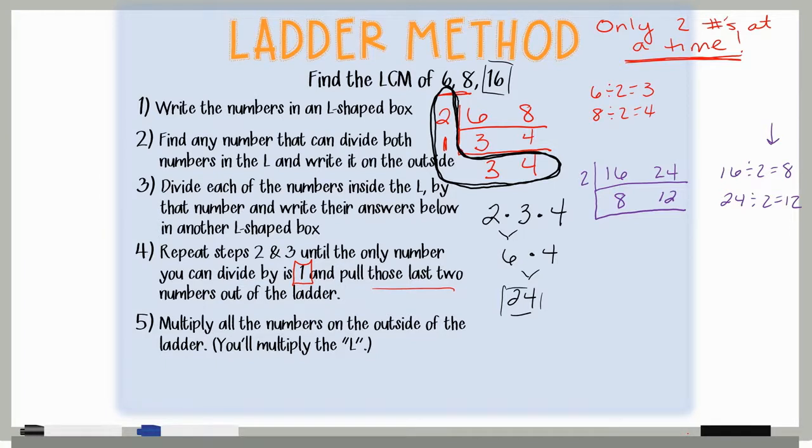So now 8 and 12. Yes, 8 and 12 are both divisible by 2, but I also noticed it's also divisible by 4. You can use 4. So let's go ahead and use 4. 8 divided by 4 is 2. And 12 divided by 4 is 3. So I get 2 and I get 3. The common factor of 2 and 3 is 1, which means I can pull those numbers out, and then I am going to multiply the L.